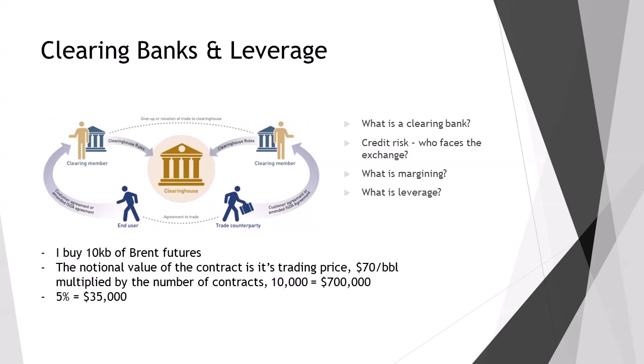The next term is variation margin. Now this is paid daily by the clearing members to the clearing bank to reduce the exposure created by having open contracts. The difference between these is that the maintenance margin is a requirement, whereas the variation margin is actually paid to the clearing bank.